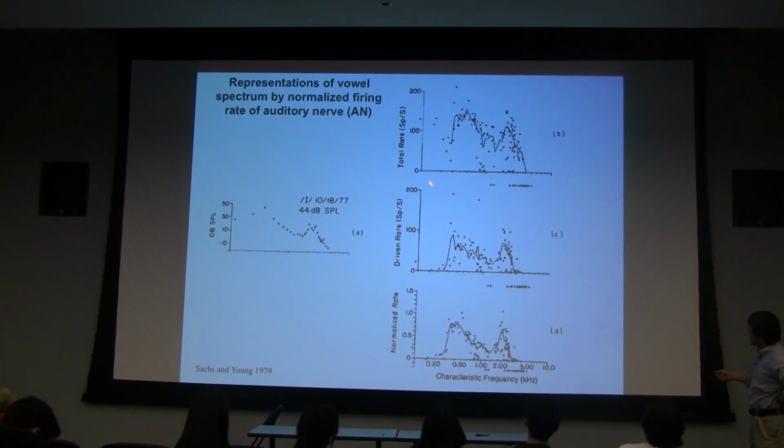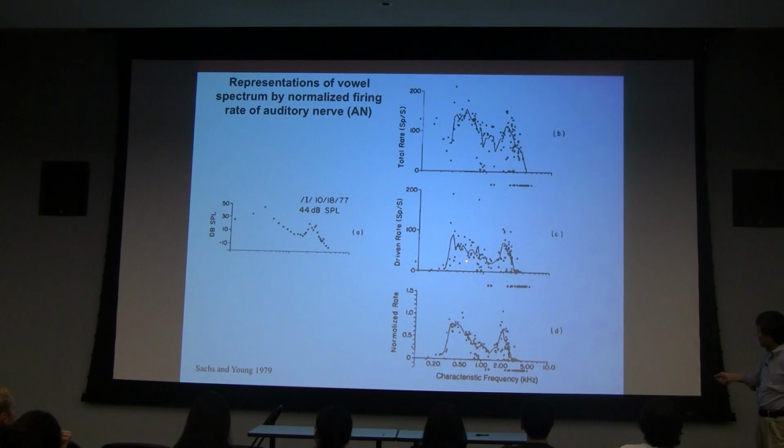So what I'm showing here is the total rate, but every neuron has a spontaneous firing rate, and the spontaneous firing rate is different for every neuron. If you take that out, then what is left is called the driven rate. That is the change of firing rate caused by what? By this stimulus.